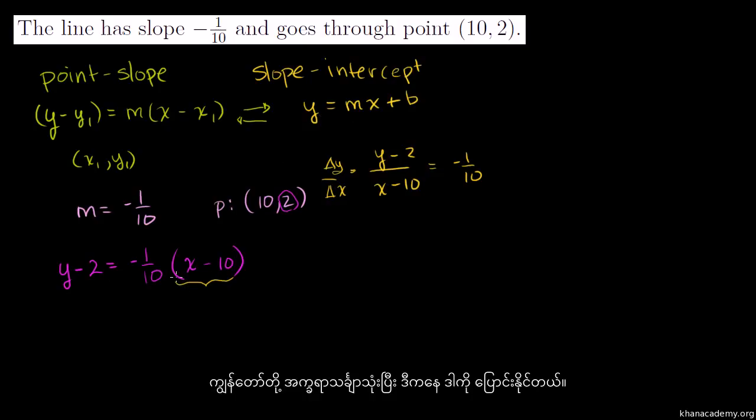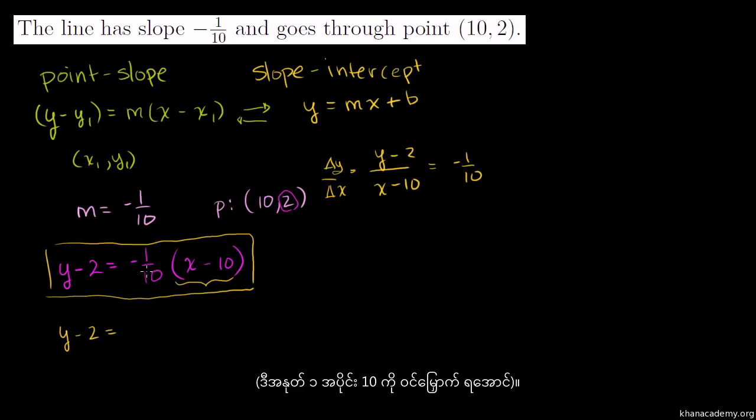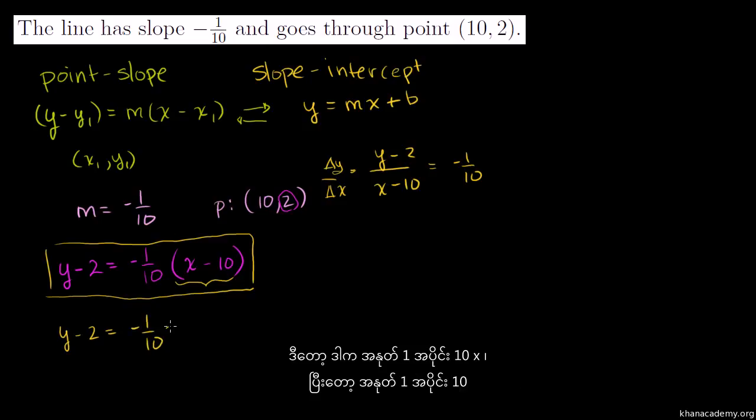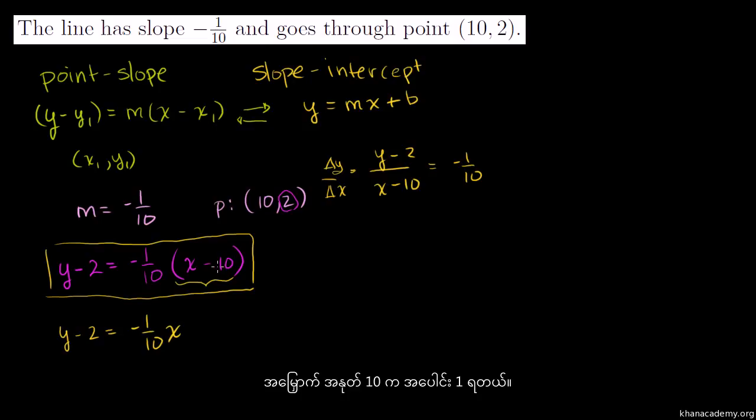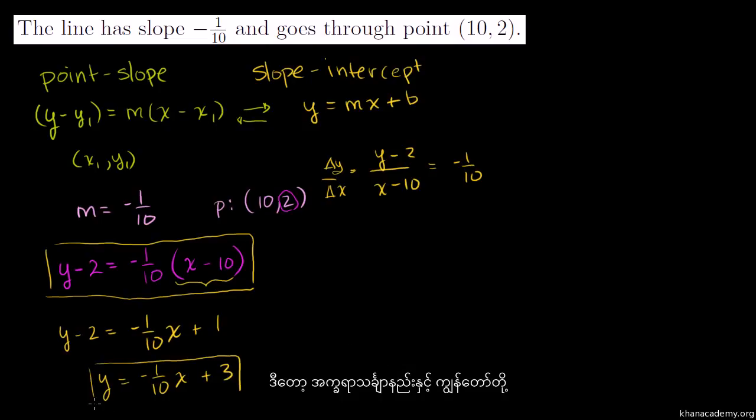Now, the other thing I want to show you is that this is completely equivalent to slope-intercept form. We can just algebraically manipulate this to get that. This right here is the answer to the problem, but let's play around with it algebraically. So y minus 2 is equal to, let's distribute the -1/10, -1/10x. And -1/10 times -10 is +1. Now we can add 2 to both sides of this equation, and you get y is equal to -1/10x plus 3. So just algebraically manipulating it, we were able to put it into slope-intercept form. So these two things are completely equivalent.